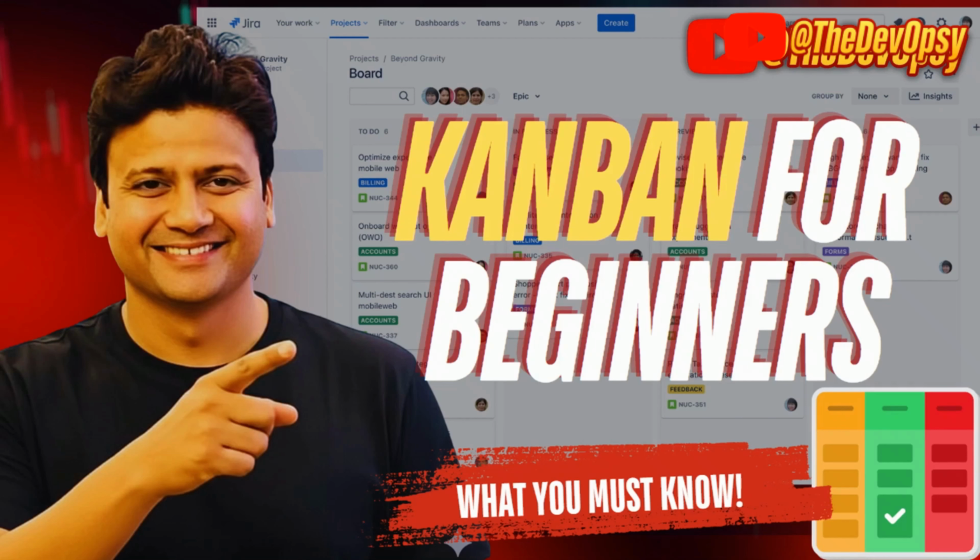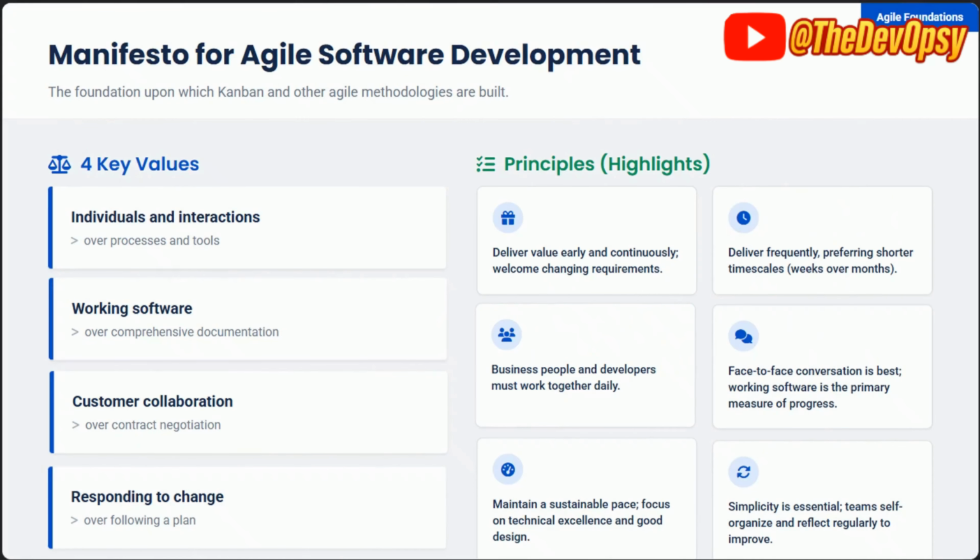So let's start. Before Kanban, we must understand the Agile Manifesto. Kanban is not a random board. It's built on the Agile Manifesto. Agile says four powerful things: people over processes, working software over heavy documentation, customer collaboration over contracts, and responding to change over fixed plan.